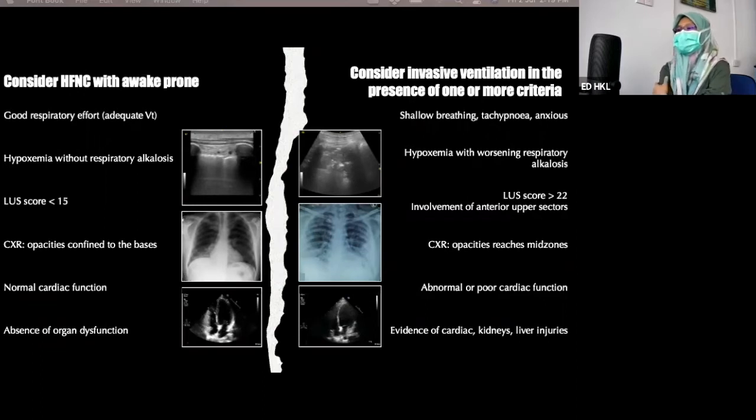As opposed to high flow nasal cannula with awake prone, we have to start early when the patient still has good respiratory effort, no respiratory alkalosis, lung score less than 15, chest X-ray opacity confined to the base, normal cardiac function and absence of organ dysfunction. So I think the key point here is the clinical condition, and on the ABG, worsening of respiratory alkalosis.